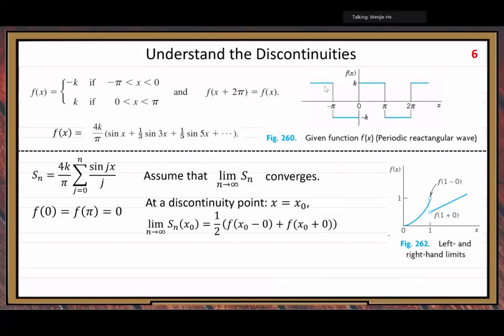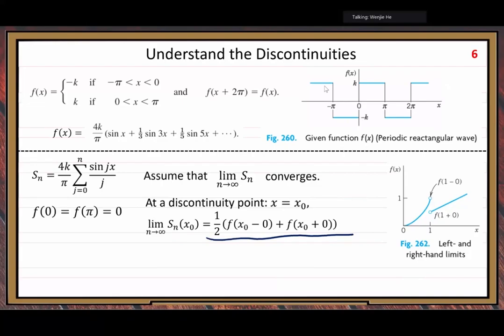Now you can understand that at a discontinuity you can still apply this series expansion, but when you plug in the values, if it's a discontinuity point, then you need to use this result. So how do we use this result? Now it's very easy.